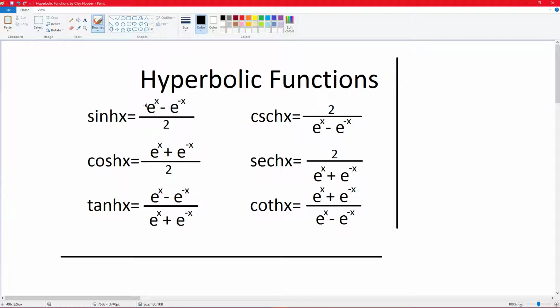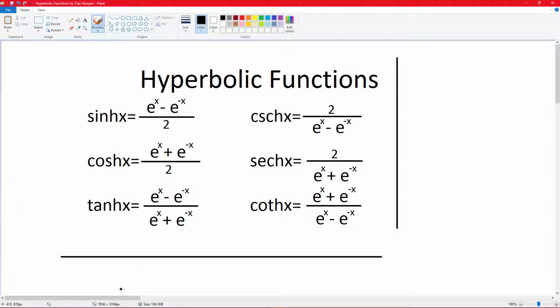e to the x minus e to the negative x over 2 is sinh. Flip it, you get cosech. e to the x plus e to the negative x over 2 is cosh. Flip it, you get sech. e to the x minus e to the negative x over e to the x plus e to the negative x is tanch. Flip it, you get cotanch.